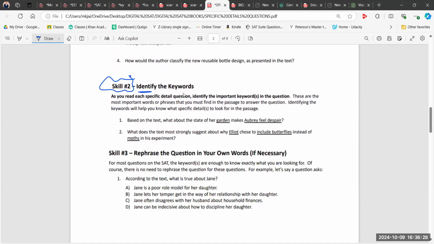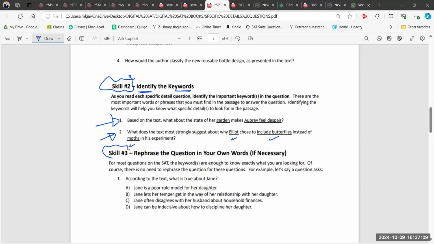We need to identify the keywords. So if you look at the first question, based on the text, what about the state of her garden makes Aubrey feel despair? The keywords are the words underlined: the garden, this person, feel despair. What about the second question? What keywords do we have? The person, why Elliot chose to include butterflies instead of moths. All right, so focus on keywords, identify them.